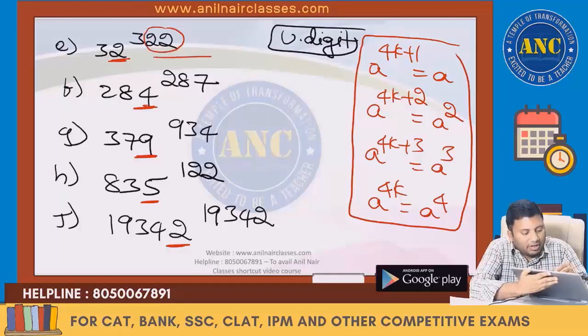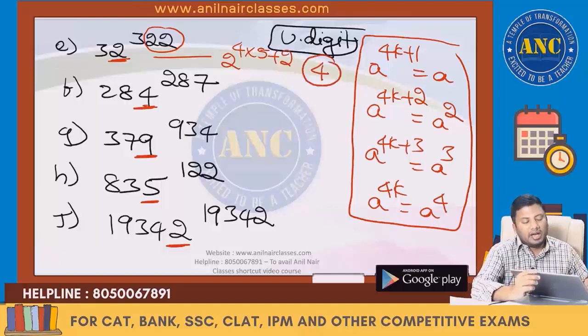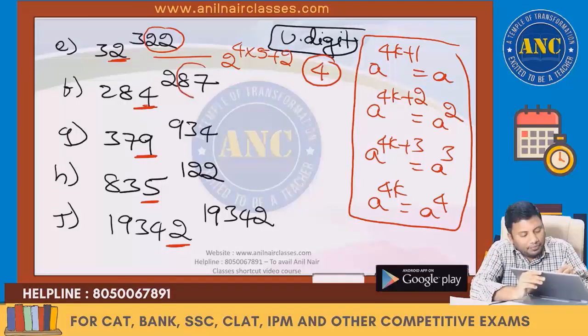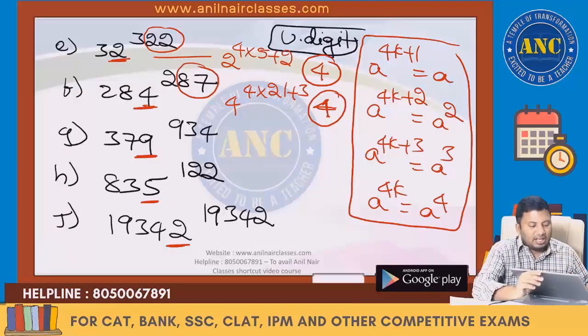2 power 22. 22 is 4 into 5 plus 2. A power 4k plus 2, which is a square. Answer is 4. 4 power 81: 4 into 21 plus 3. A power 4k plus 3, it is a cube. Again the answer is 4.